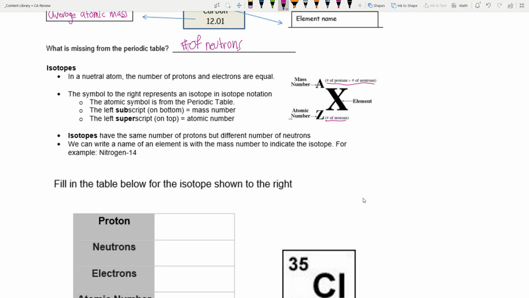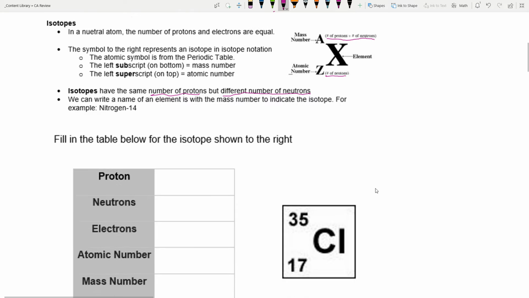So isotopes all have the same number of protons, but they have different numbers of neutrons. You may remember from right at the end of Unit 5, we talked about nuclear materials and how they are bombarded with neutrons to cause a chain reaction. So the different numbers of neutrons is what makes them isotopes. The way we write it out, if we were to put it in a sentence, is the element name and then dash, and then the mass number. So again, the number of protons plus the number of neutrons.